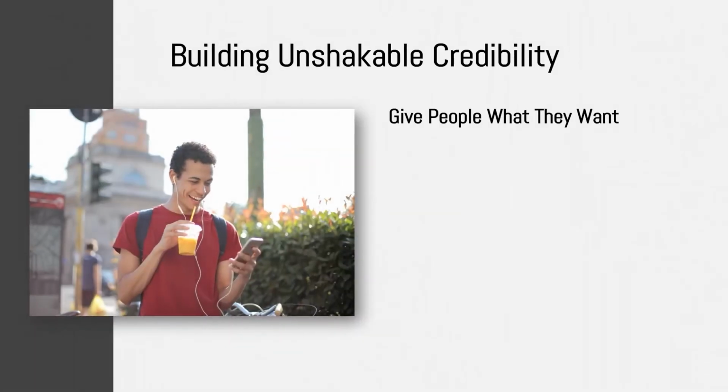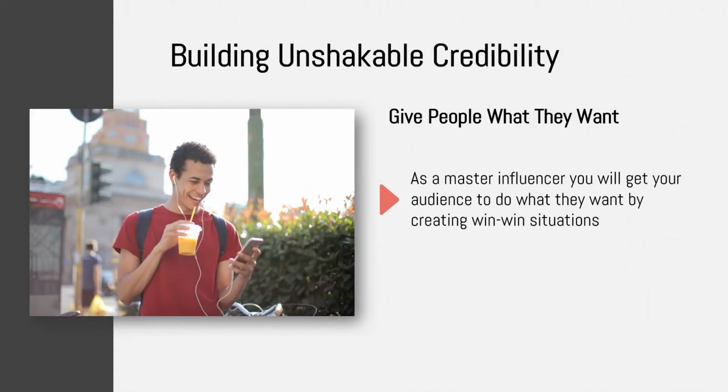Give people what they want. As a master influencer, you will get your audience to do what you want by creating win-win situations. The most effective way to do this is to give them what they want. You need to know what they are thinking. Use questions to find out what your audience is thinking, and then give them the answers that they are looking for. In the next video, we will discuss 8 influence and persuasion methods you can use in business.